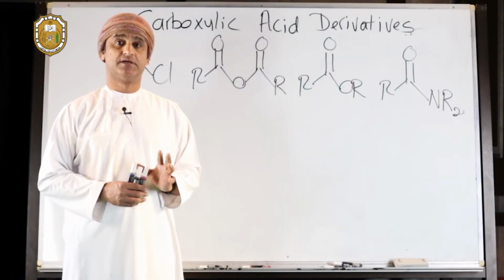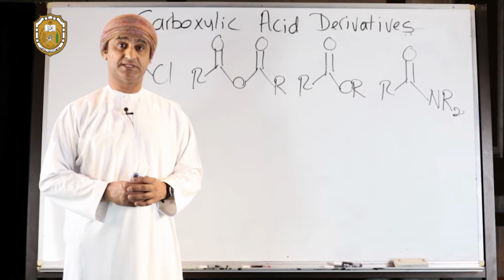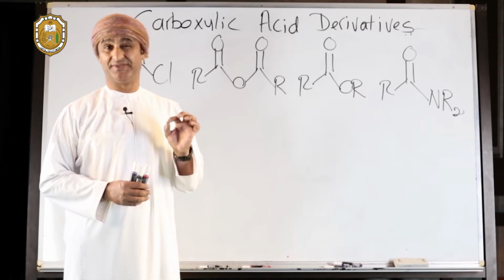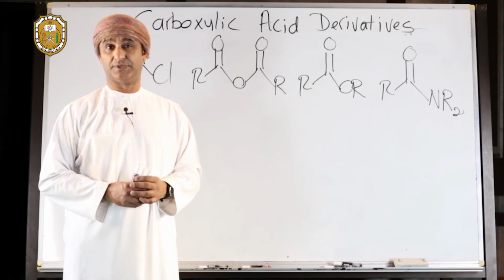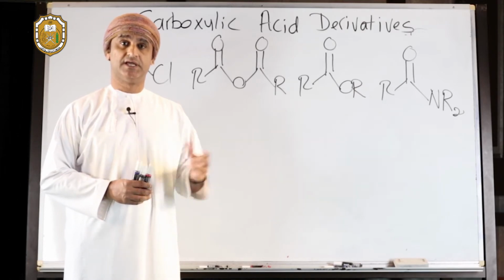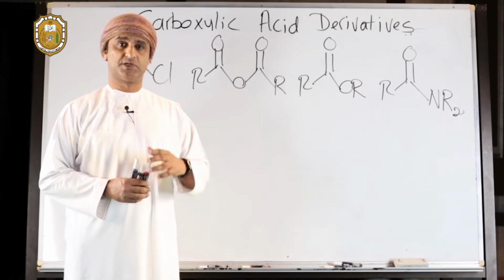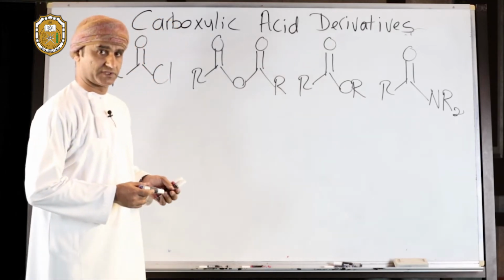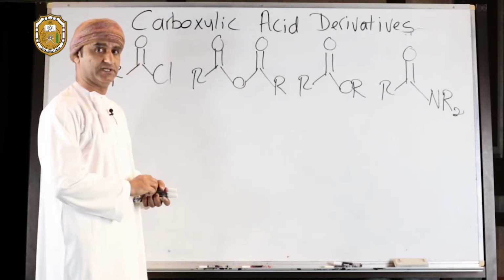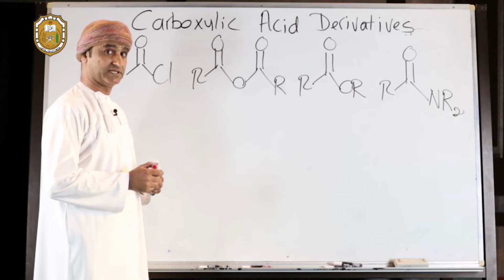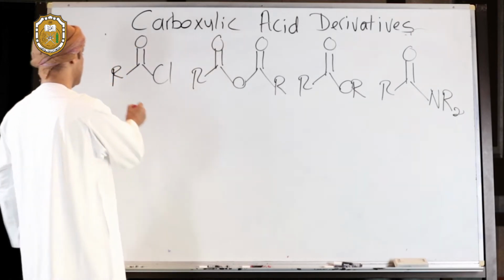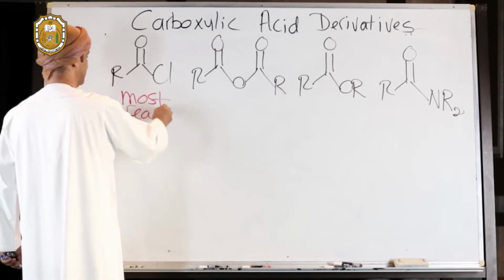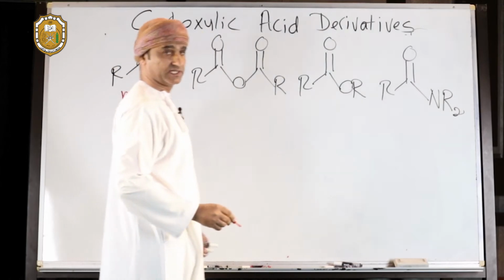We have compared reactivity of carboxylic acid derivatives in nucleophilic acyl substitution reactions by looking at the electrophilicity of the carbon of the carbonyl group and also by looking at the leaving group ability. So we've been able to determine that acid chlorides, for example, are the most reactive carboxylic acid derivative in nucleophilic acyl substitution reactions because of the two reasons. So these are the most reactive carboxylic acid derivatives.